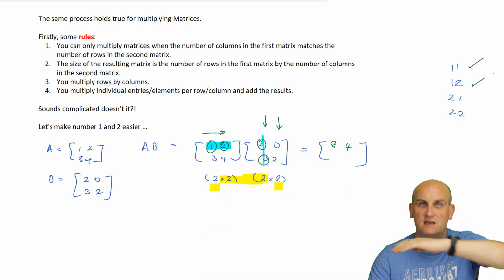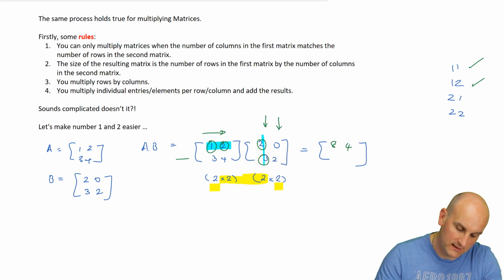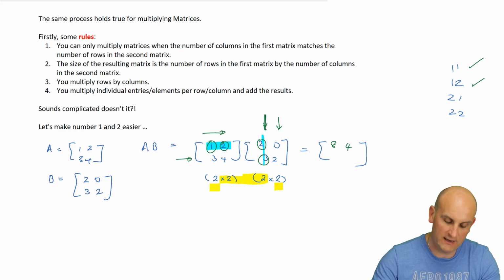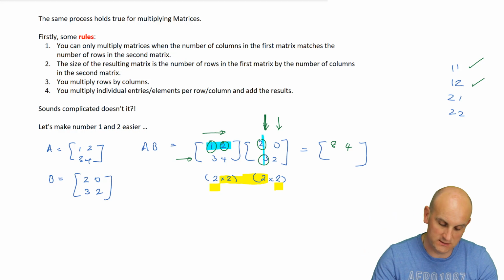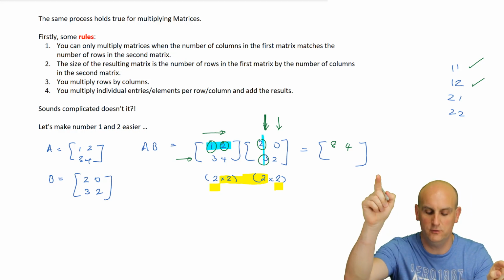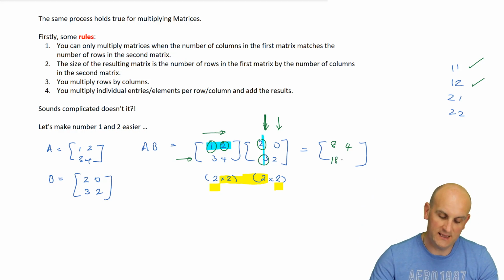Now I've done 1,1 and 1,2. I'm going to go 2,1: second row, first column. So we're now on the second row and back to the first column. Now the 3 and the 2 join, and the 4 and the 3 join. So 3 times 2 is 6, 4 times 3 is 12. Add those together, gives me 18.